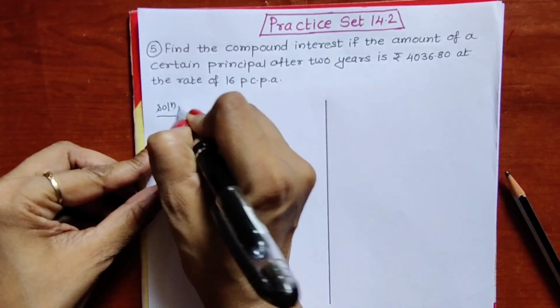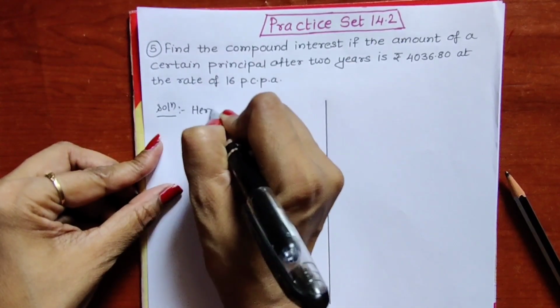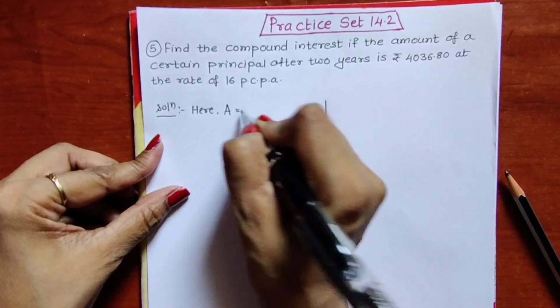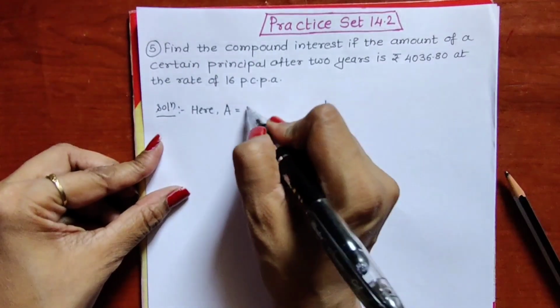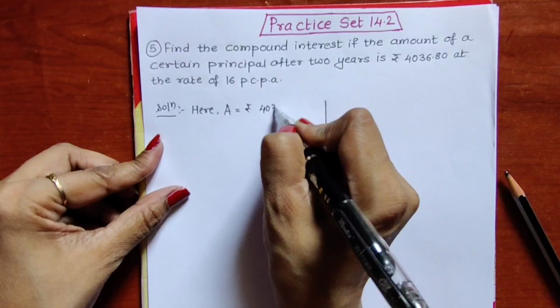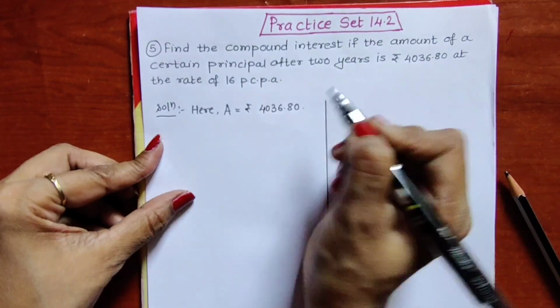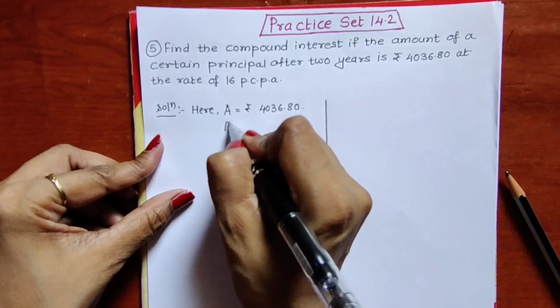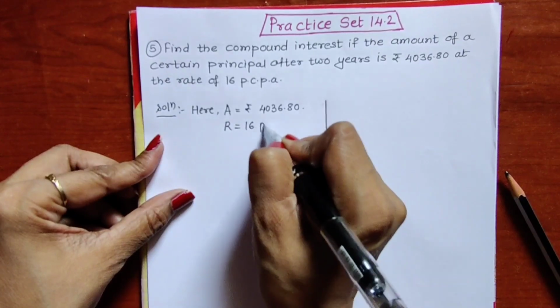Solution. Here amount is given first, so I will be writing amount rupees 4036.80. Then rate is given 16 PCPA.